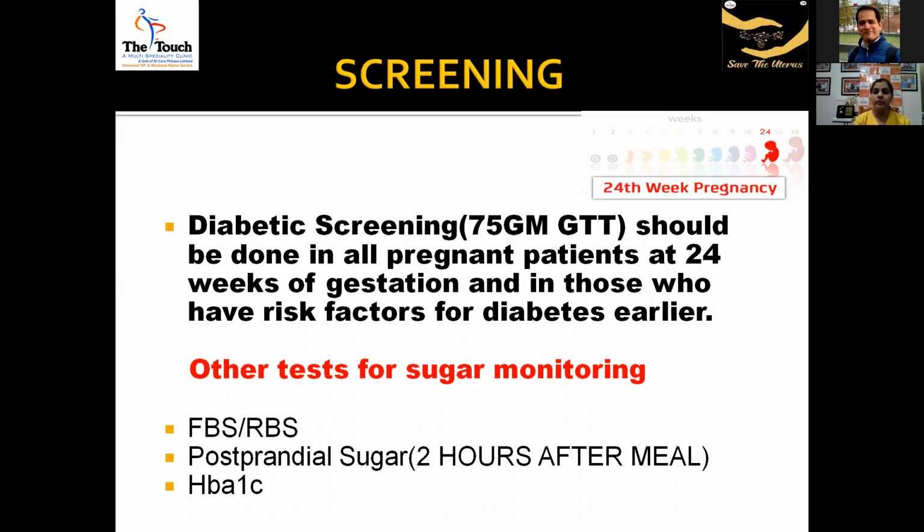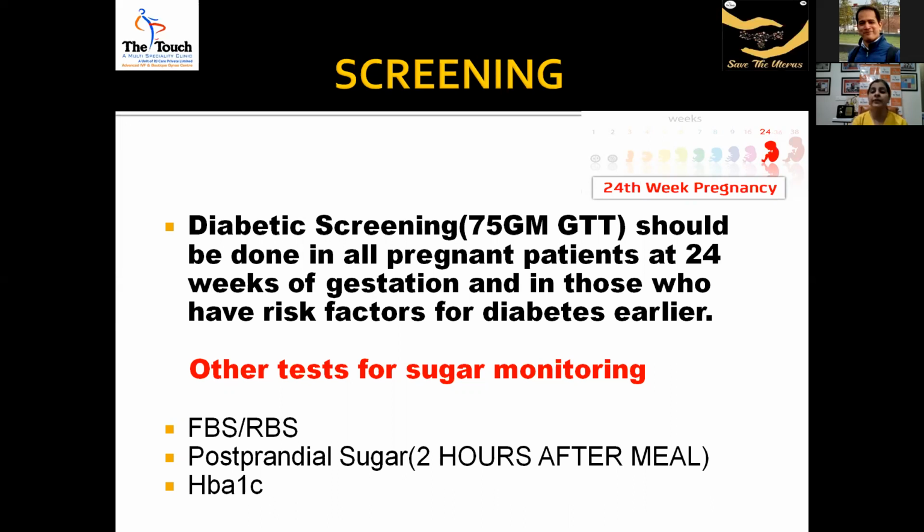Now, there are other types of screening tests also. Many people are not able to drink 75-gram glucose. So in them, fasting blood sugar levels are taken or the random blood sugar levels are taken. Then postprandial sugar levels 2 hours after a meal can also be taken. And HbA1c can be checked. HbA1c tells us our sugar control in the last 3 months.